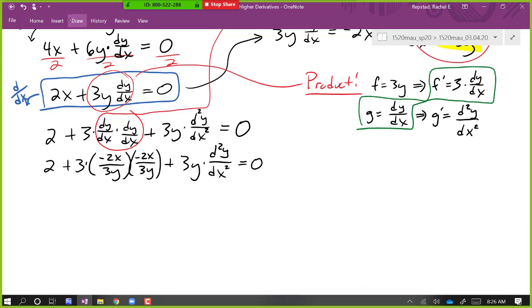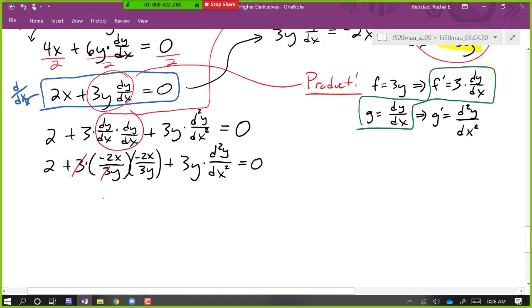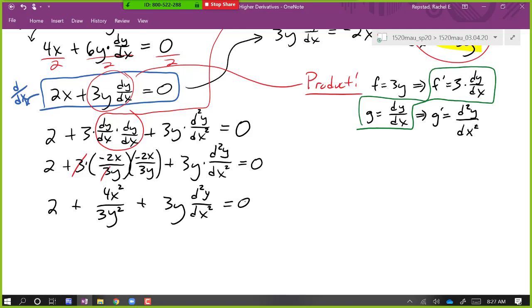We could do a little bit of canceling, just a tiny bit, right? We can cancel that 3 with one of those 3's. And we end up with 2 plus 4x squared over 3y squared plus 3y times the second derivative. Now when we stop here, we have an equation that has the second derivative of y and x's and y's, and that's it. That's a really good sign for us. That means we're ready to go do algebra to solve this for the second derivative.